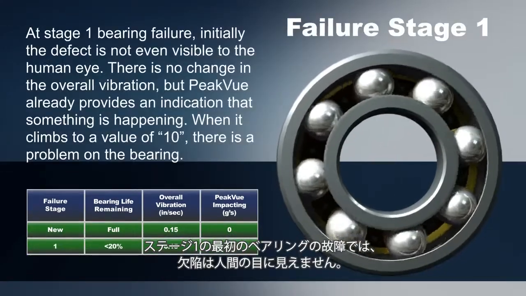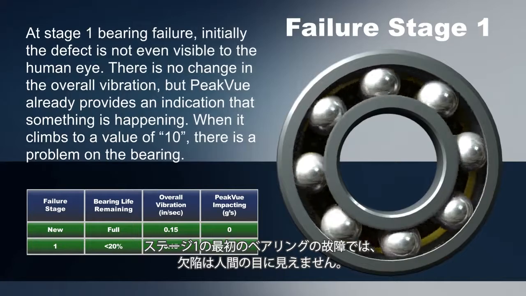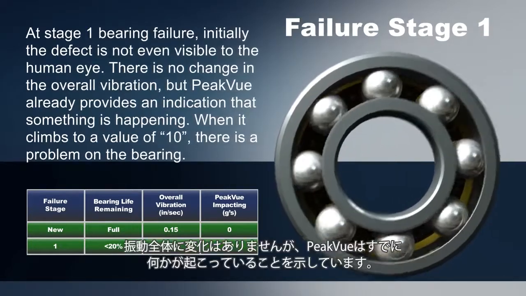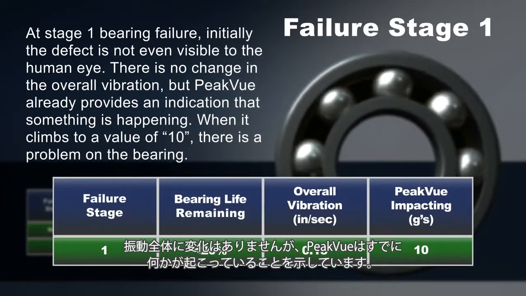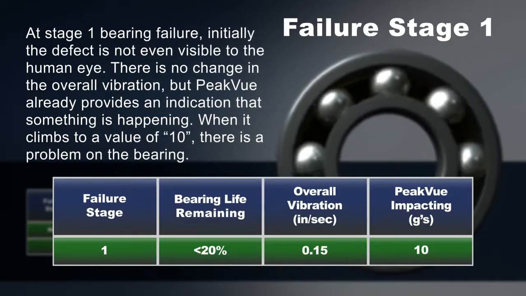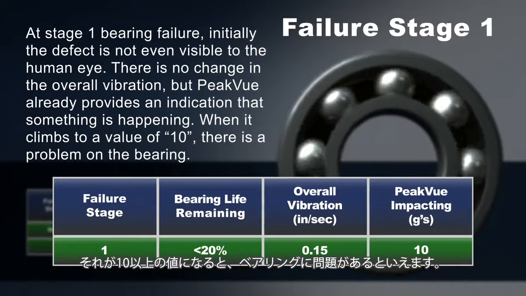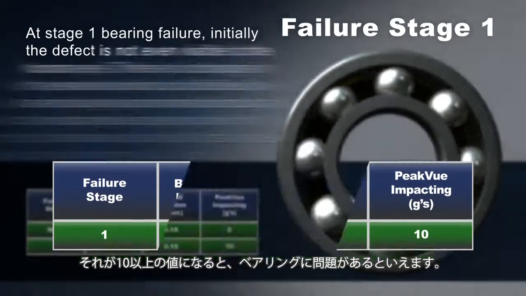At stage 1 bearing failure, initially the defect is not even visible to the human eye. There is no change in the overall vibration, but PeakVue already provides an indication that something is happening. When it climbs to a value of 10, there is a problem on the bearing.